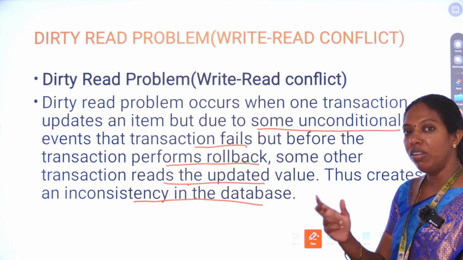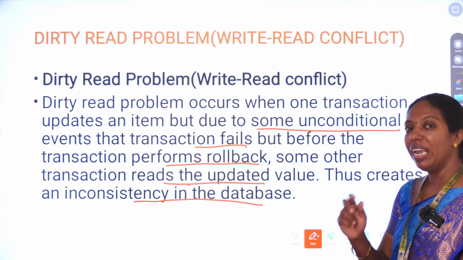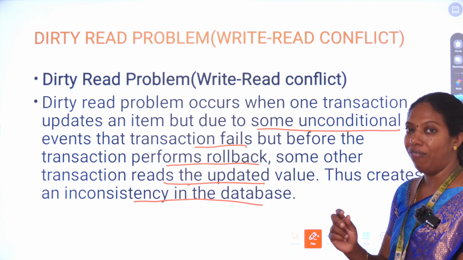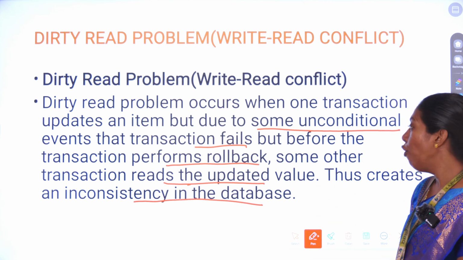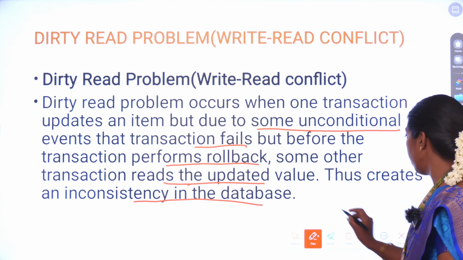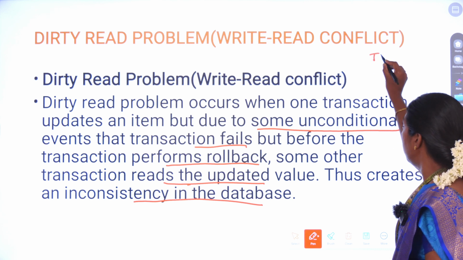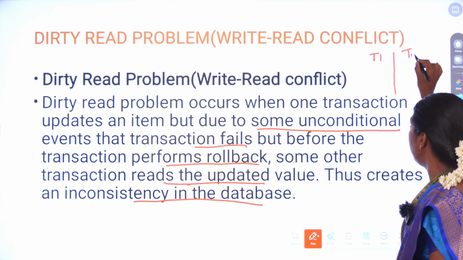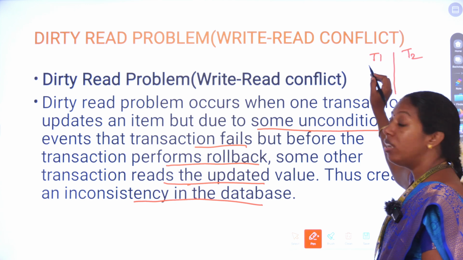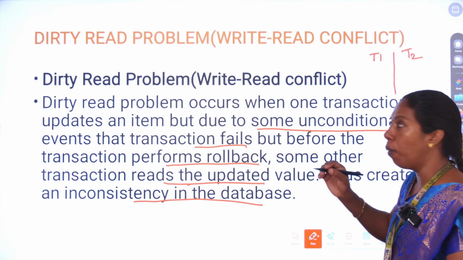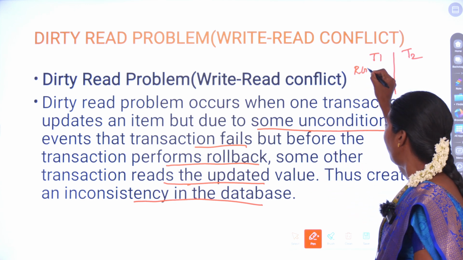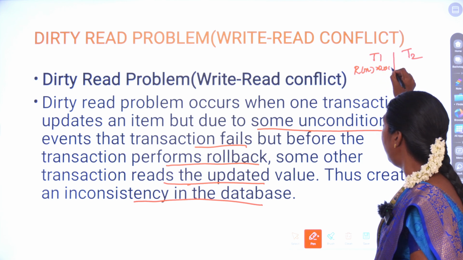There is a transaction between T1 and T2. It creates a read-write conflict. This is called a read-write problem. For example, T1 and T2. T1 performs the read operation R of X is equal to 200.